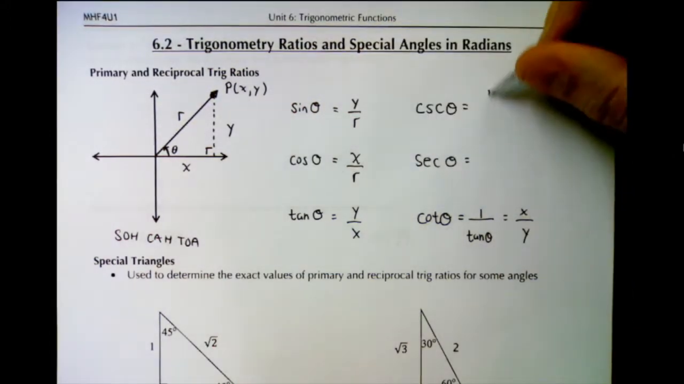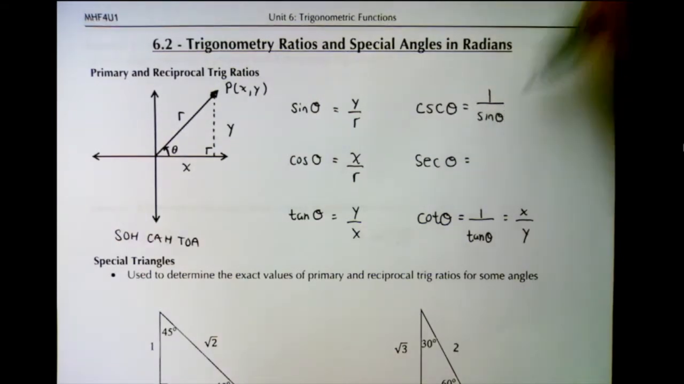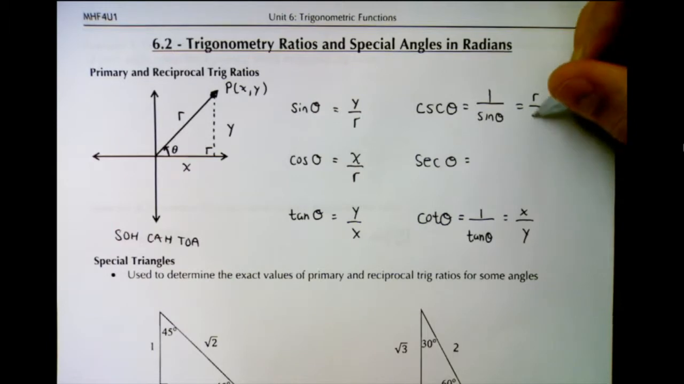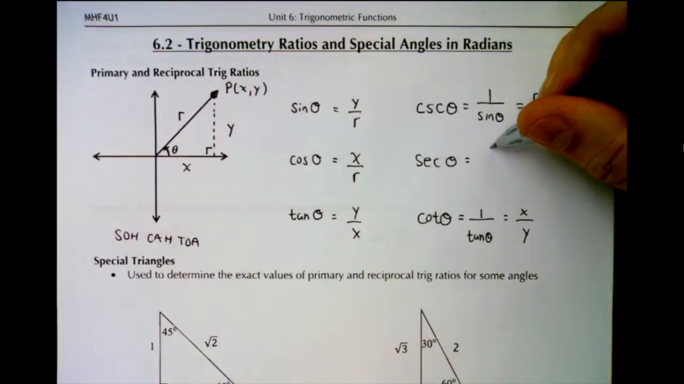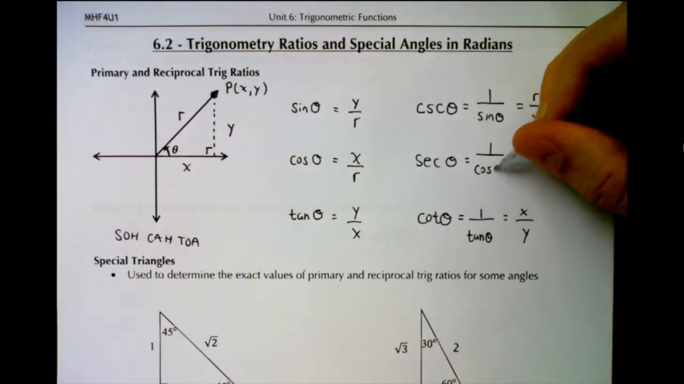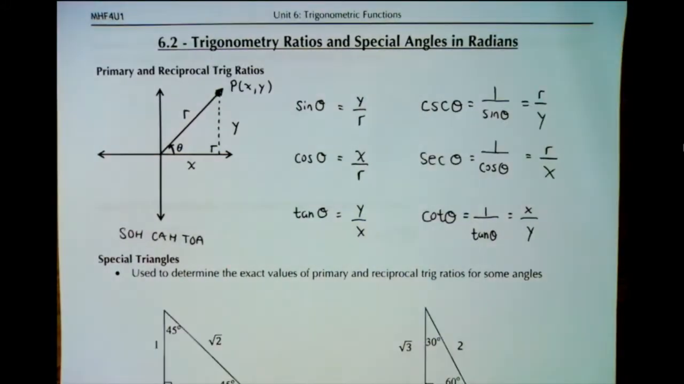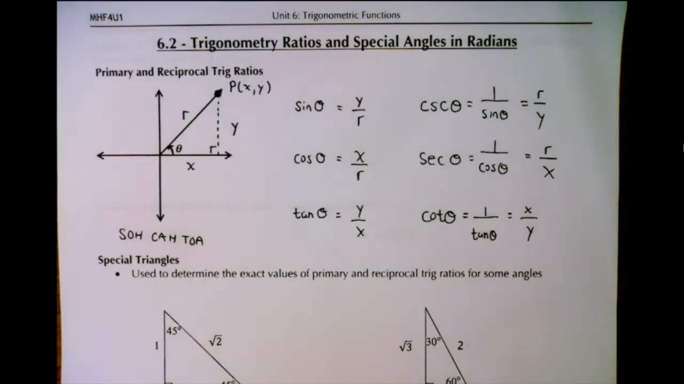Cosecant is the reciprocal of sine. So that means we're going to flip our ratio y over r, and we get r over y. And for secant, we're going to flip cos, and we get r over x. And those are the primary and reciprocal trig ratios using x, y, and r.